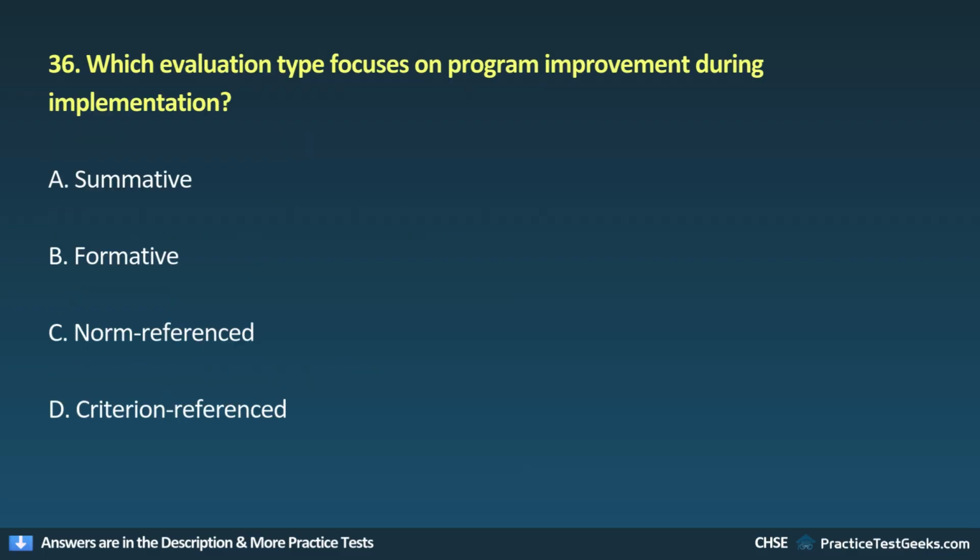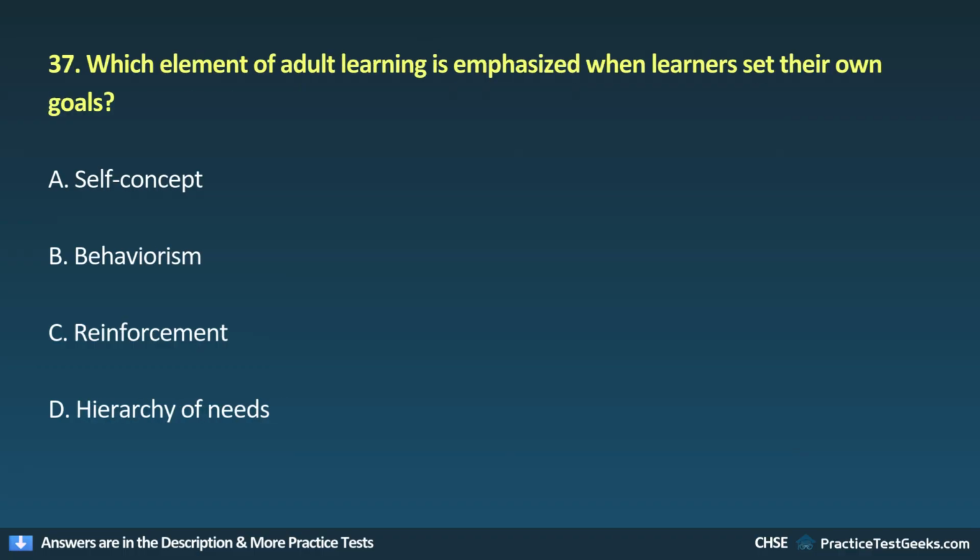36. Which evaluation type focuses on program improvement during implementation? A. Summative. B. Formative. C. Norm referenced. D. Criterion referenced.